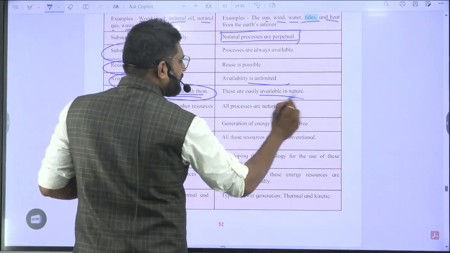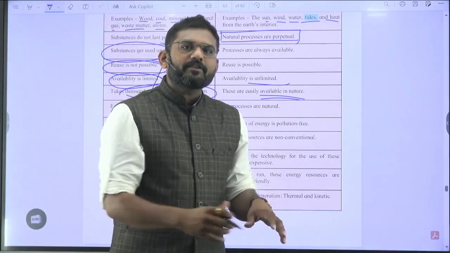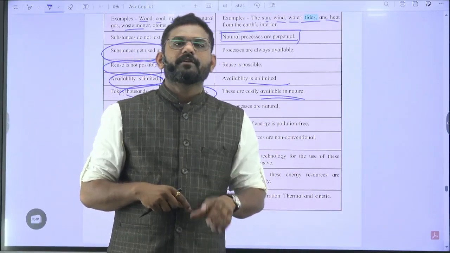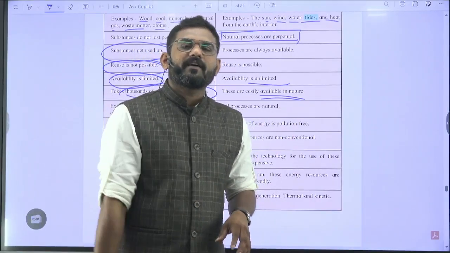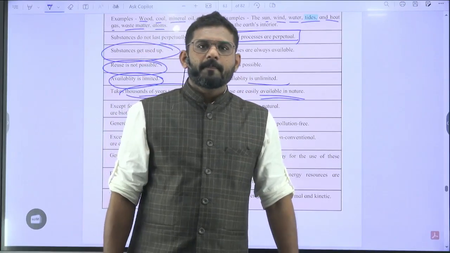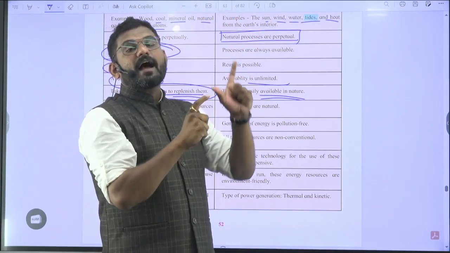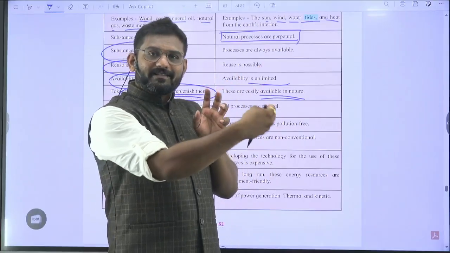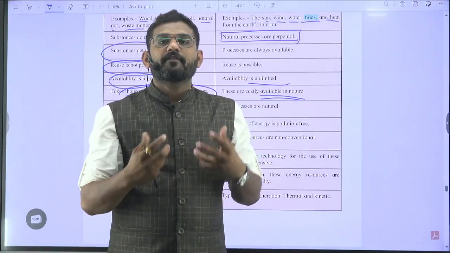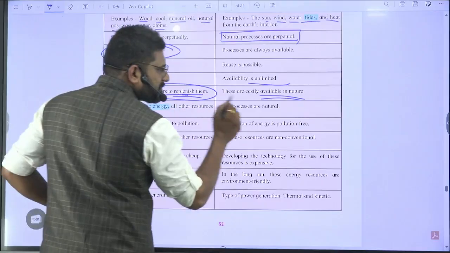These are easily available in nature, we don't have to find it. If I dig here, it is not a certainty that I'll get coal. If I dig here, it's not a certainty that I'll get petrol. If I dig here, it is not certain that I'll get natural gas or CNG. But if I look here, I can get wind. If I look here, I can get sun rays. So this is readily available to me. It does not require any kind of effort to find it. It is readily available. So that's why they are saying that it can be replenished, but it is easily available.